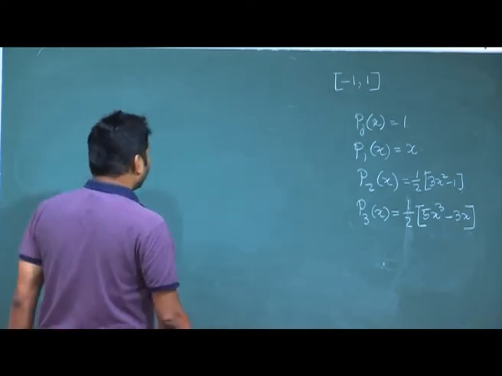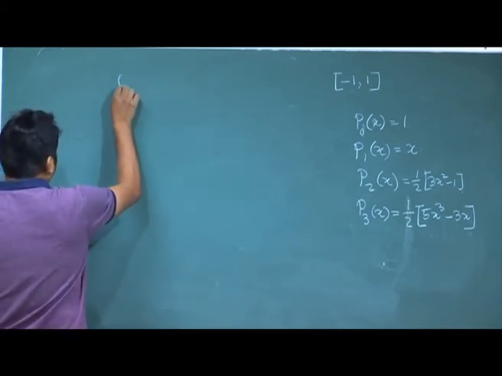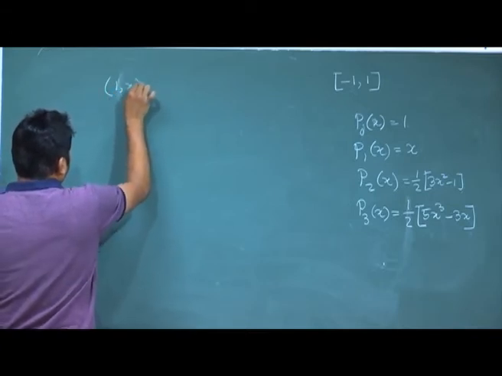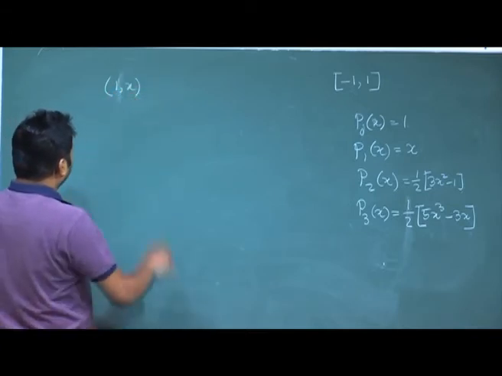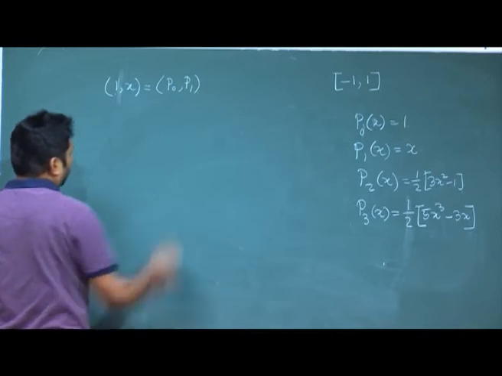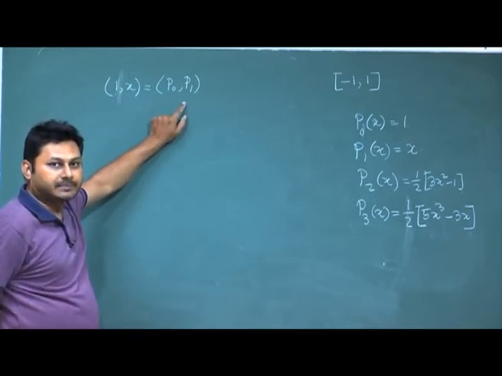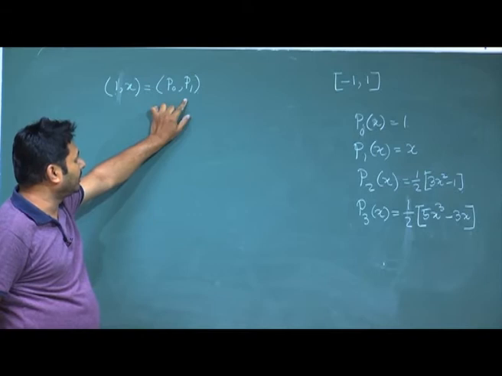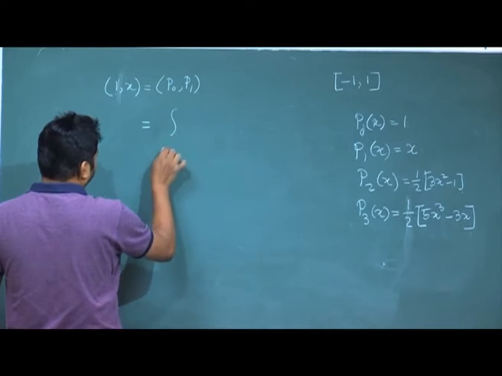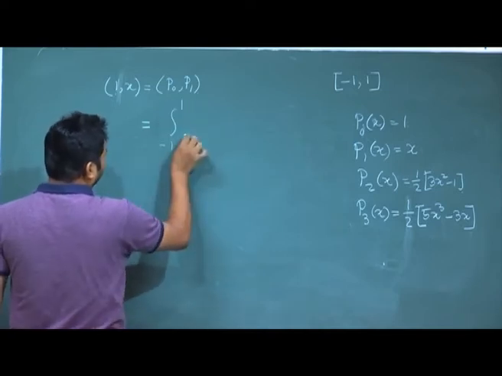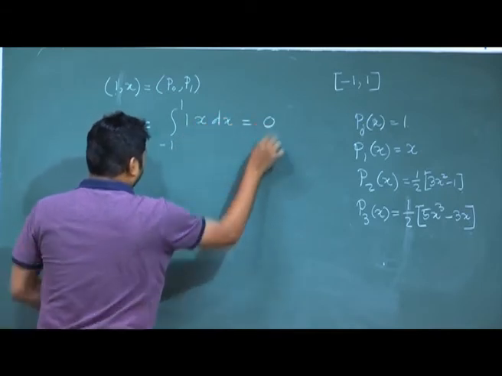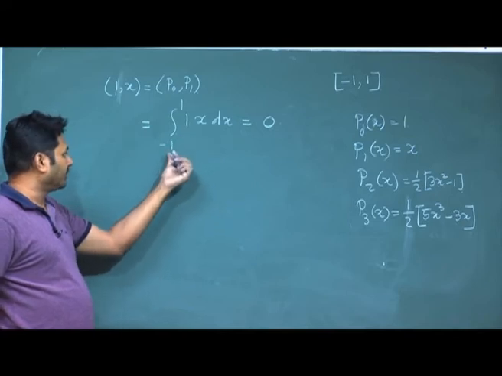So now let us calculate the inner product. I am checking randomly. The inner product between 1 and x, or in terms of P0 and P1, I say P0 and P1 are orthogonal. So if I take the inner product of these two, I should get 0. Let us do that. Integral from minus 1 to 1 of P0, which is 1, times P1, which is x, dx, which is 0 because this is an odd function and the limit is minus 1 to 1.